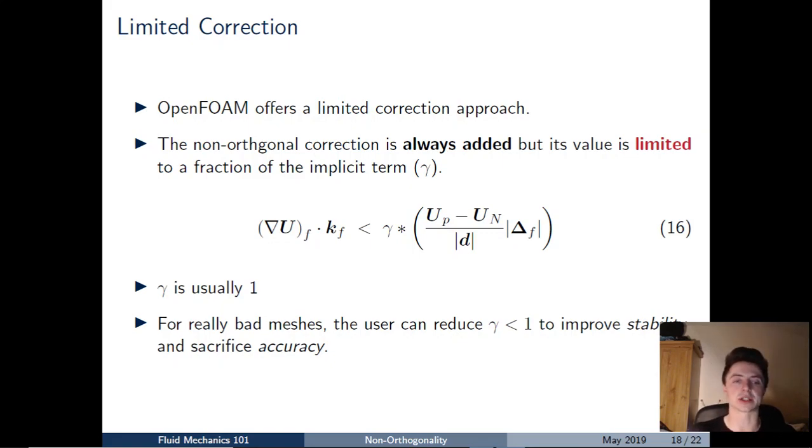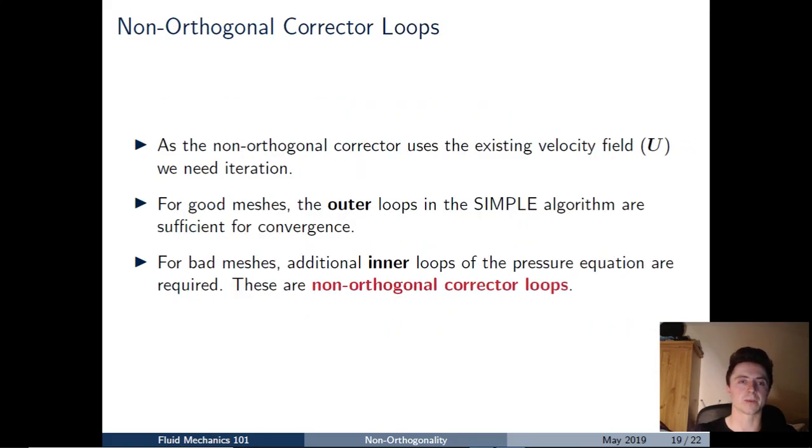What OpenFOAM also does is give the option of further reducing and restricting the amount of non-orthogonal correction that we add in those really bad cells. OpenFOAM does this by introducing a coefficient called gamma, which is usually 1, and in almost all cases we'll take a value of 1 for gamma. However, if our mesh is really bad and we really want to try and drop that non-orthogonal correction as much as we can to try and force a solution, even though it won't be very accurate, the user can reduce the value of gamma, and this will improve the stability of the equations. So it's quite a clever approach.